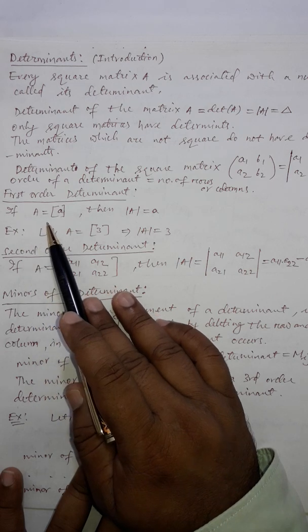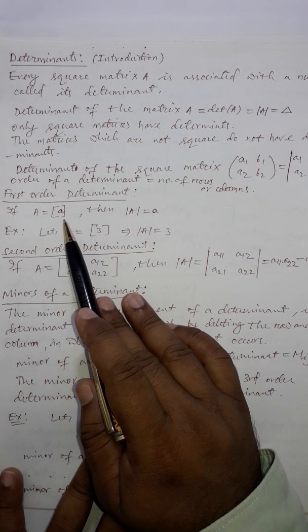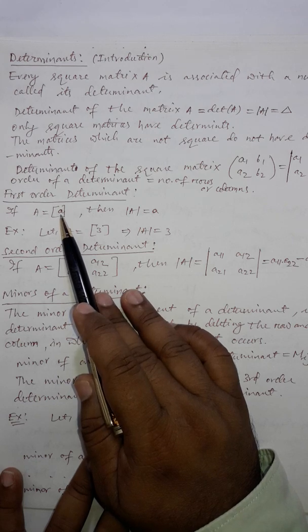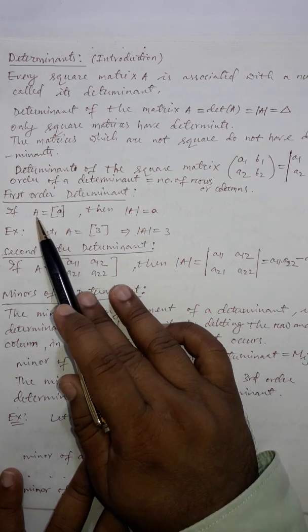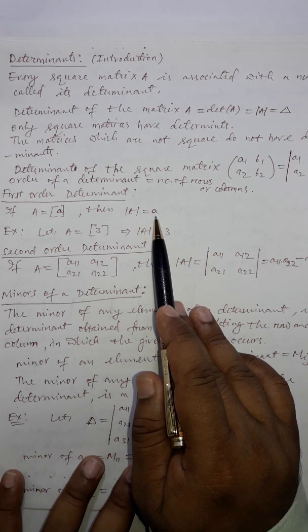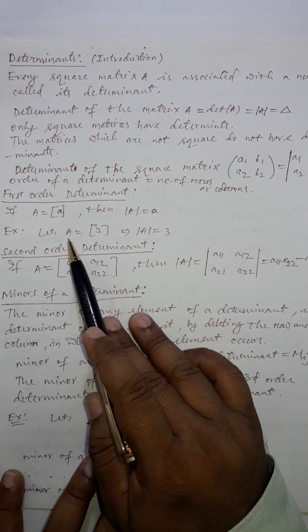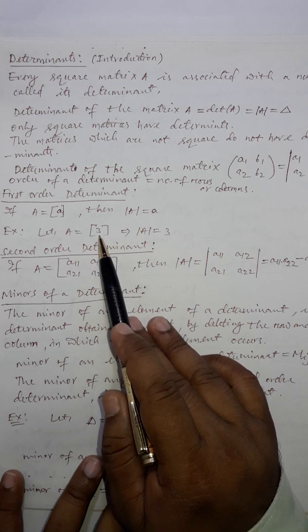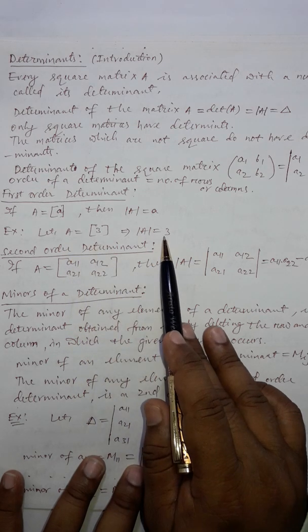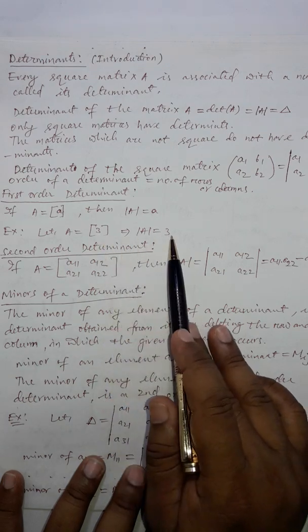So, let A be a matrix of first order, that means it has only one row and one column, that means only a single element. So, the determinant value of this matrix A is equal to its own single element. For example, say A is a matrix with the element 3 only. So, the determinant value of this matrix is also equal to that element, 3.